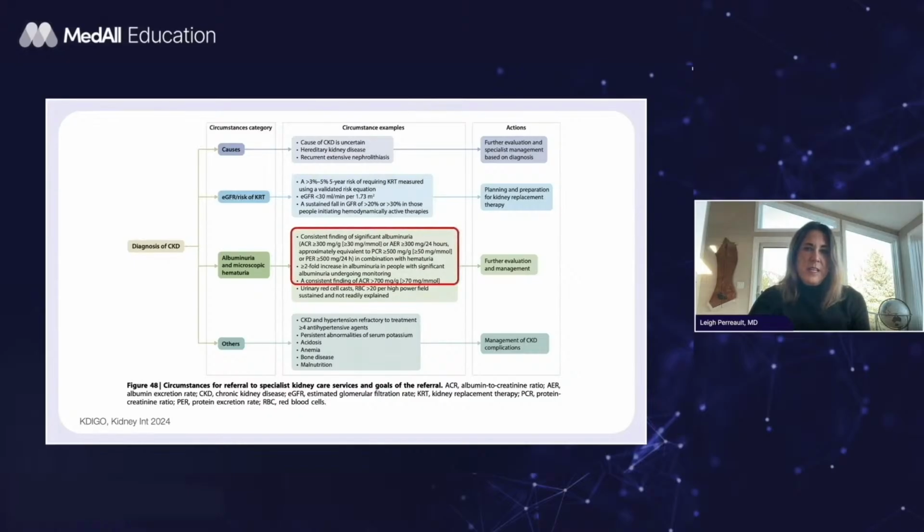So the answer really is anybody who has a consistent UACR of greater than 700 milligrams per gram. Anybody. Or anybody who has a consistent UACR of greater than 300 with hematuria, or anybody who has an increase in their UACR of greater than or equal to 2 times in people who already have albuminuria that's greater than 30. And I think this is very, very helpful because sometimes this can be a very difficult and unanswered question.